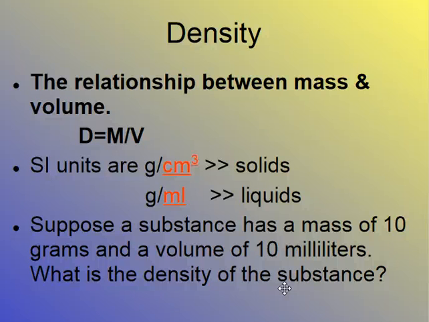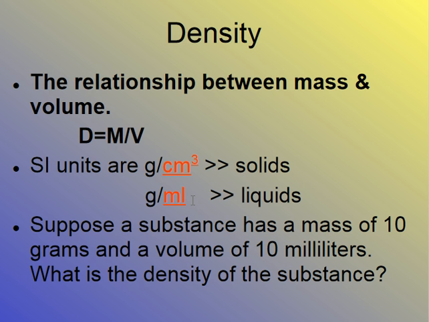Density equals mass, and this little slash in here means it's going to be divided by, it's m over v, so it's mass divided by volume. And the SI units are grams per cubic centimeters for a solid, and usually it's cubic centimeters. It will be in here, but it could be cubic meters or cubic millimeters if it's a really small object. And if it's a liquid, it's going to be grams per milliliters.